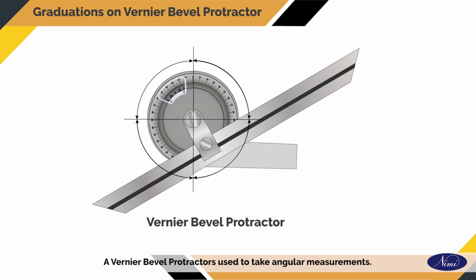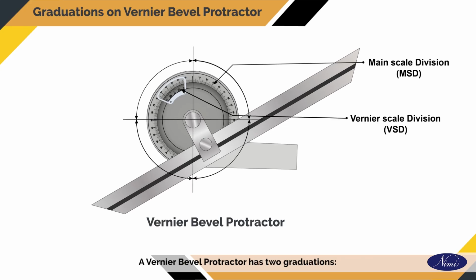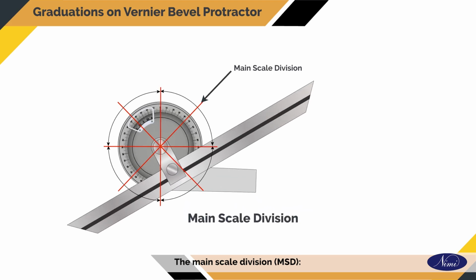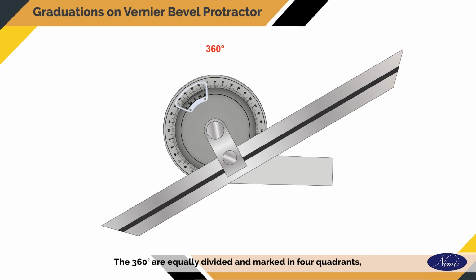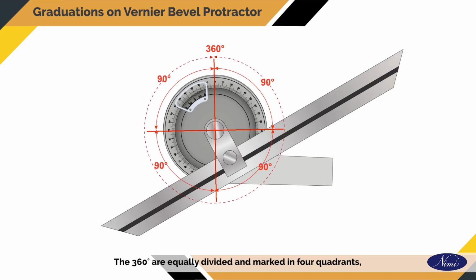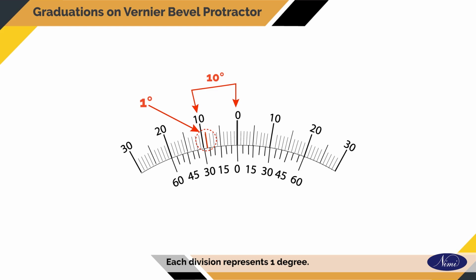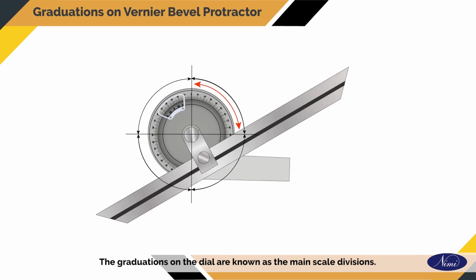A vernier bevel protractor is used to take angular measurements. There are two graduations. The main scale division, MSD. For purposes of taking angular measurements, the full circumference of the dial is graduated in degrees. The 360 degrees are equally divided and marked in 4 quadrants, from 0 degrees to 90 degrees, 90 degrees to 0 degrees. Every 10th division is marked longer and numbered. Each division represents 1 degree. The graduations on the dial are known as the main scale divisions.